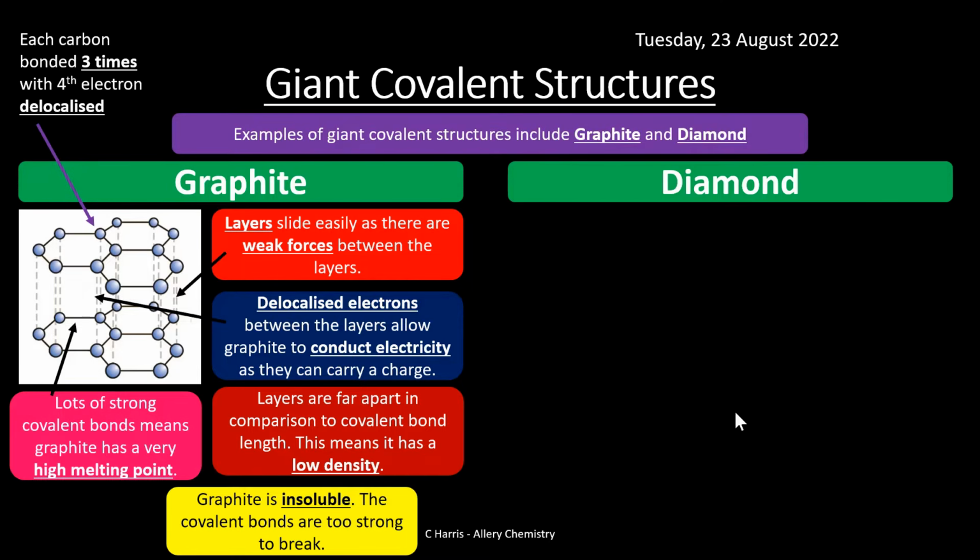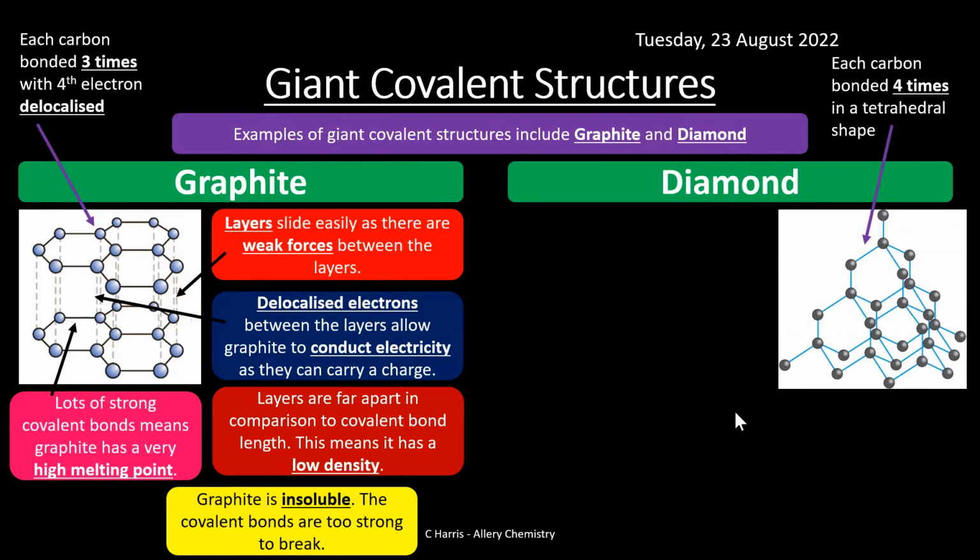Okay, so let's look at diamond then. So diamond is giant covalent as well. This time, again, it's made from the same material, same atom, which is carbon, but the way in which these carbon atoms are bonded to each other is different.